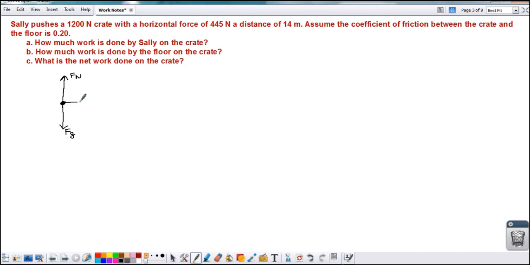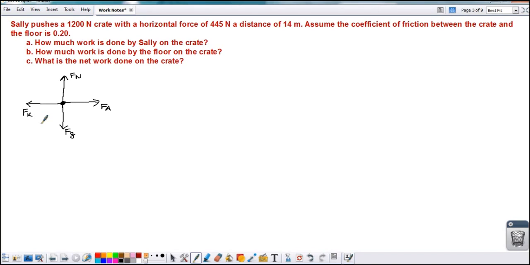The crate is being pushed, so there is an applied force. I'm going to go ahead and say it's pushed to the right. And since it is being pushed and it's on a surface, there is going to be a frictional force to the left, and it is moving, so that is a kinetic friction.